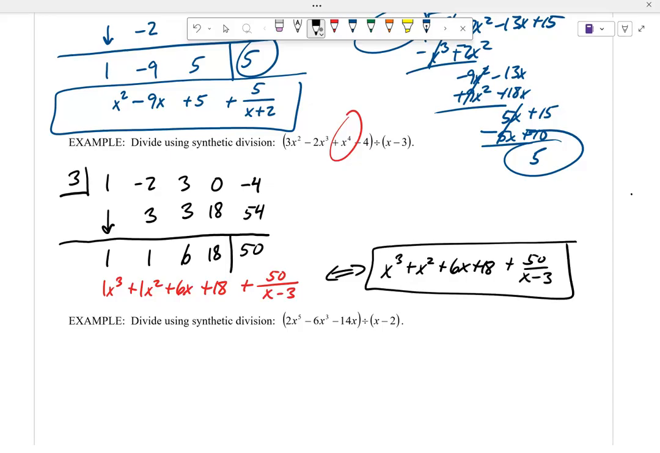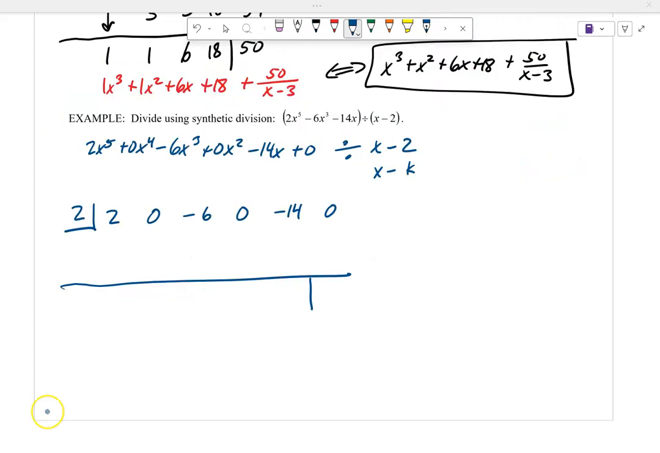Now why don't you do that next one as a you try it problem. Pause the video. Alright, hopefully you recognize you need a few placeholders with that dividend. So go ahead and check your setup right there. And you're dividing by something of the form x minus k. So your k here is 2, right? X minus 2, k is 2. So put that 2 in the box on the far upper left. And now let's go ahead and go through the process.